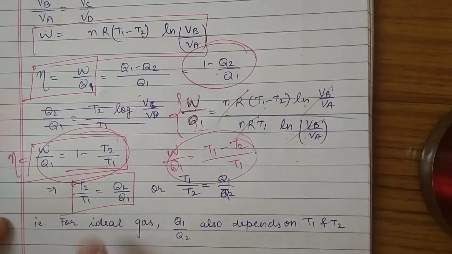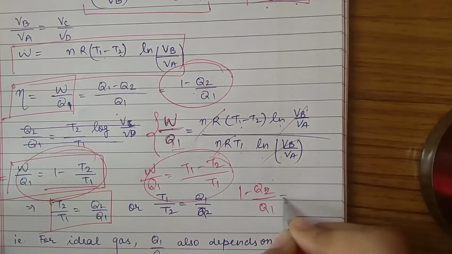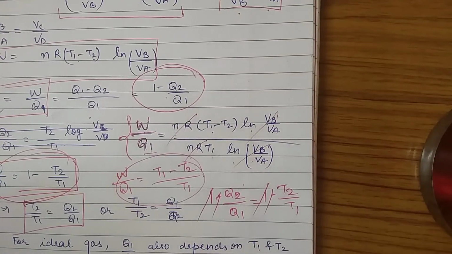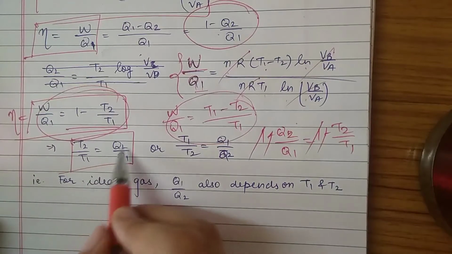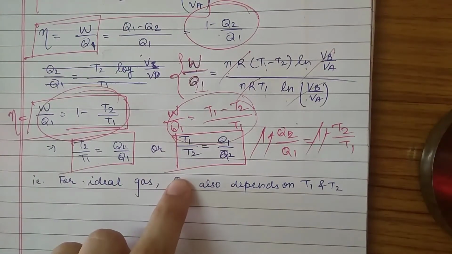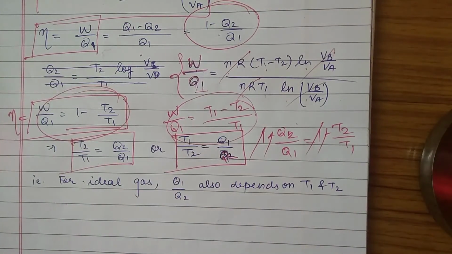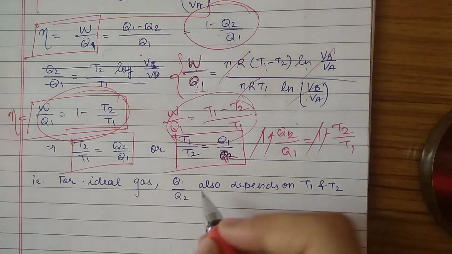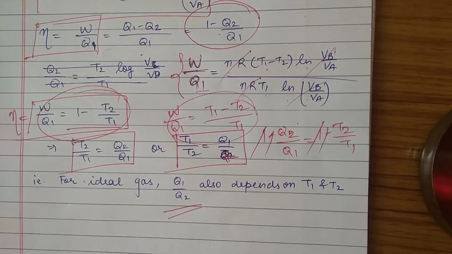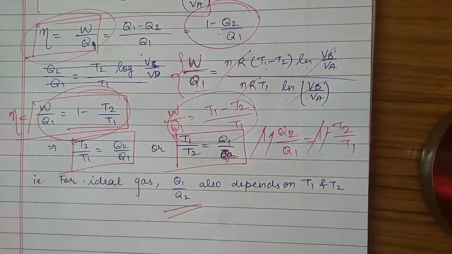Now on comparing these two equations, we will get T2 upon T1 equal to Q2 upon Q1, as 1 minus Q2 upon Q1 is equal to 1 minus T2 upon T1. The 1 will get cancelled, and the minus sign will also get cancelled. So T2 upon T1 will be equal to Q2 upon Q1, or we can write that T1 upon T2 is equal to Q1 upon Q2. So for an ideal gas, we conclude that Q1 upon Q2 will always depend on T1 and T2. And also we have found out the efficiency of the Carnot heat engine.